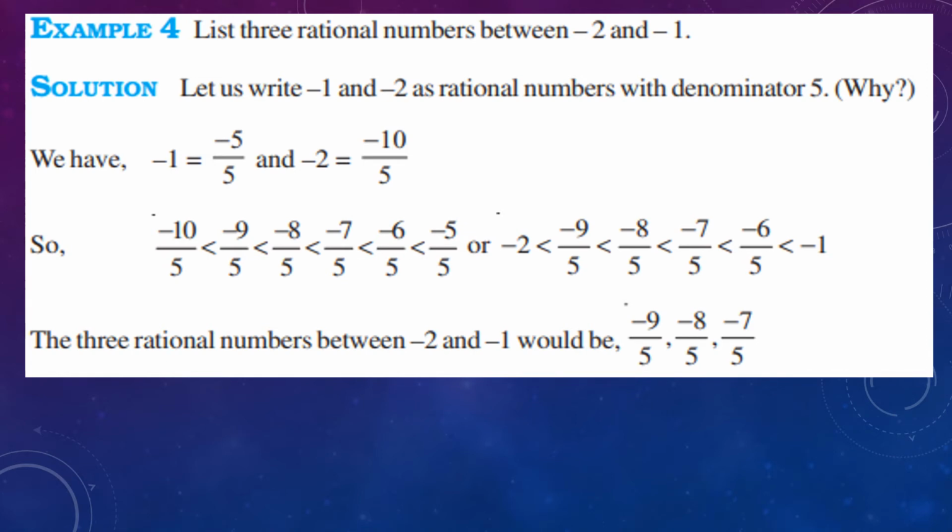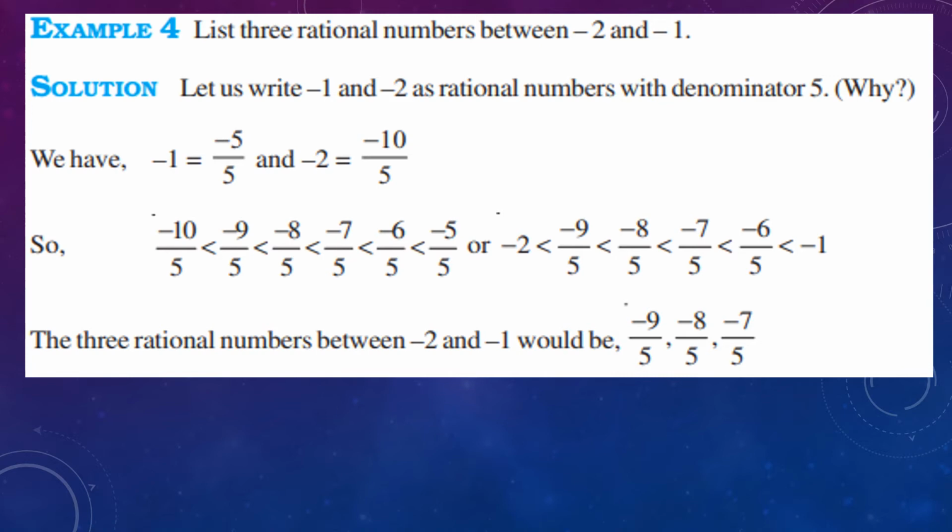Let us discuss one question. List 3 rational numbers between negative 2 and negative 1. Negative 2 and negative 1 are two integers. There is no integer between negative 2 and negative 1. We have to find 3 rational numbers between negative 2 and negative 1.